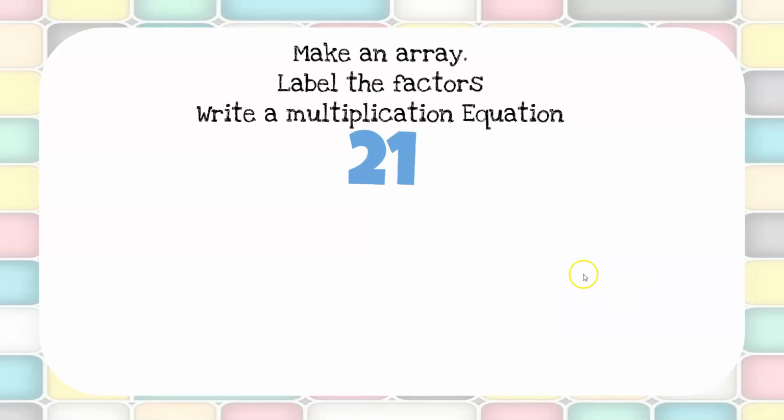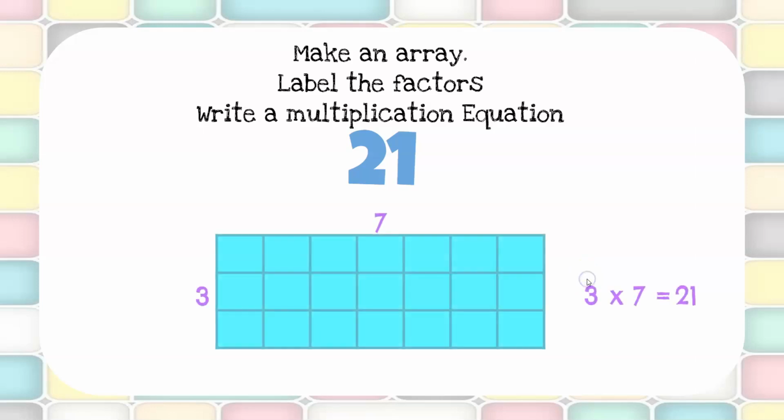So 21, again, 21 you can do in several ways. You could do 3 rows of 7 and count how many squares, or you could do 7 rows with 3 columns, and you're still going to get to the same answer. So my factors, 3, 7, 3 times 7 equals 21, my product or my multiple.